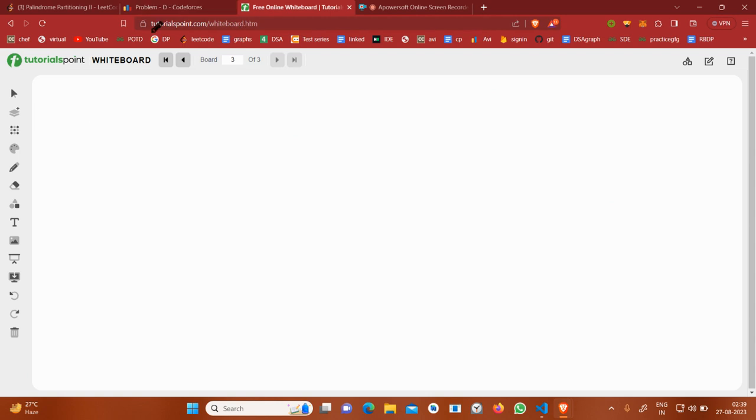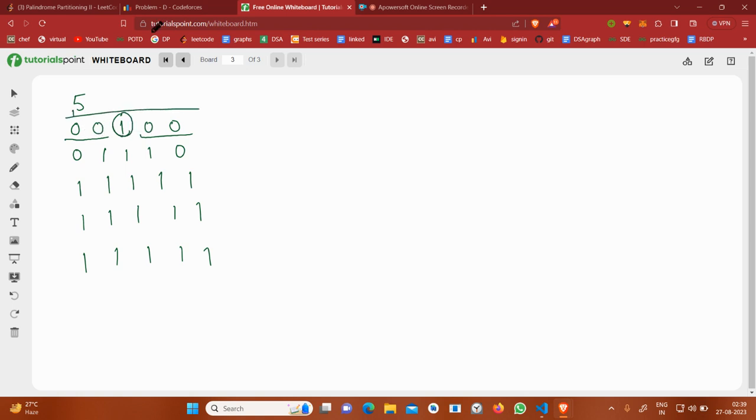The first example is n equals 5, then we have been given 0 0 1 0 0, and then 0 1 1 1 0, then 1 1 1 1 1. Since these are all zero, there is no need to change. I am following one-based indexing, 1 2 3 4 5, 1 2 3 4 5.